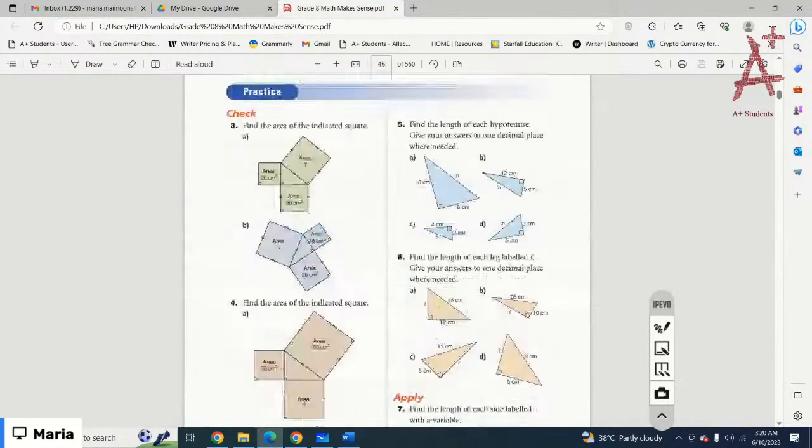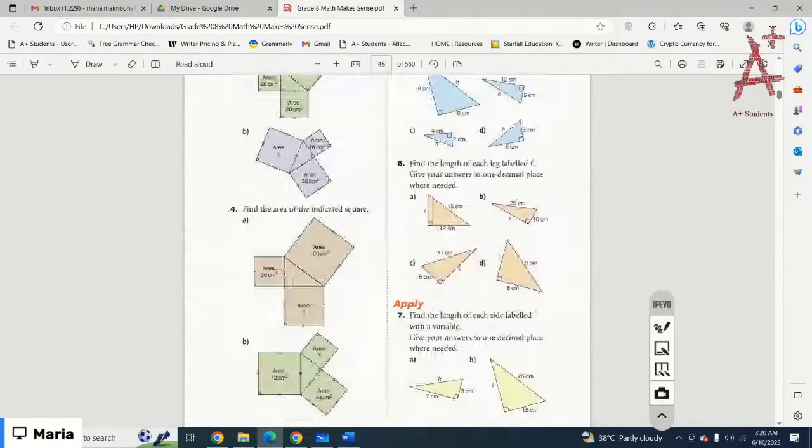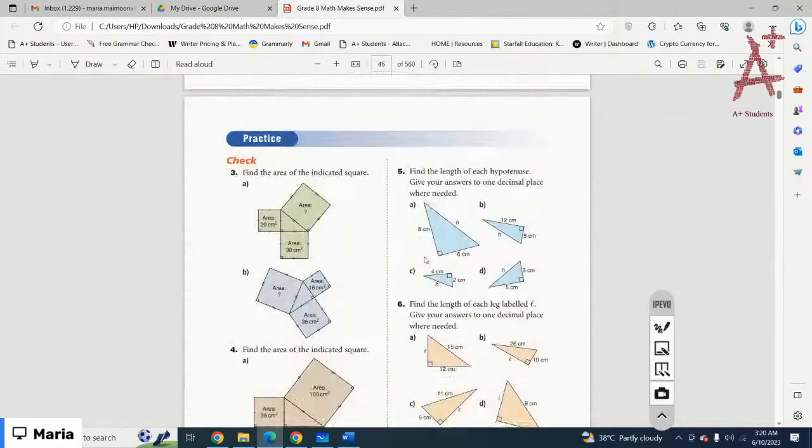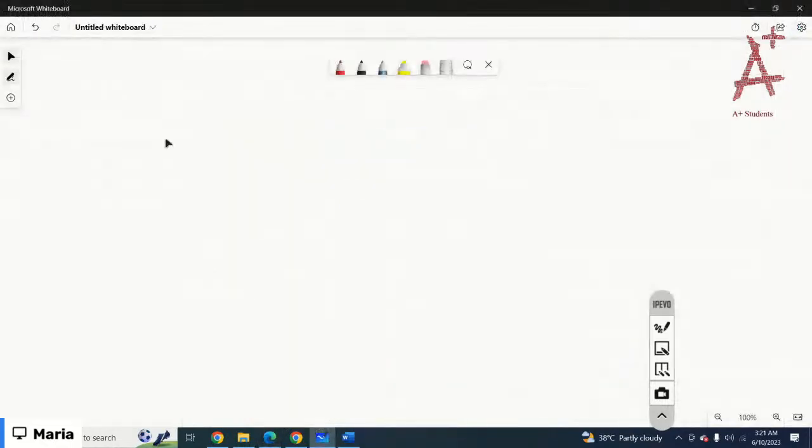Okay, here we are. Just look at question number 5. Here, given the right angle triangle, I'm going to start with 8 centimeters, 6 centimeters, and h. Here you have 8, here you have 6, and it would be h. So here you have the right angle triangle, so that would be the hypotenuse.